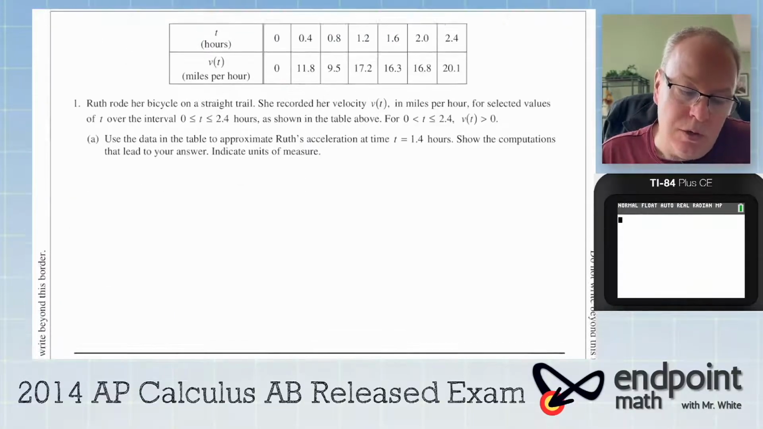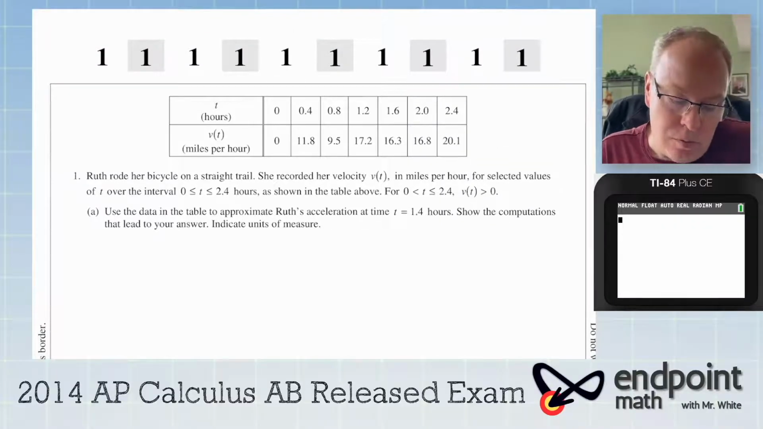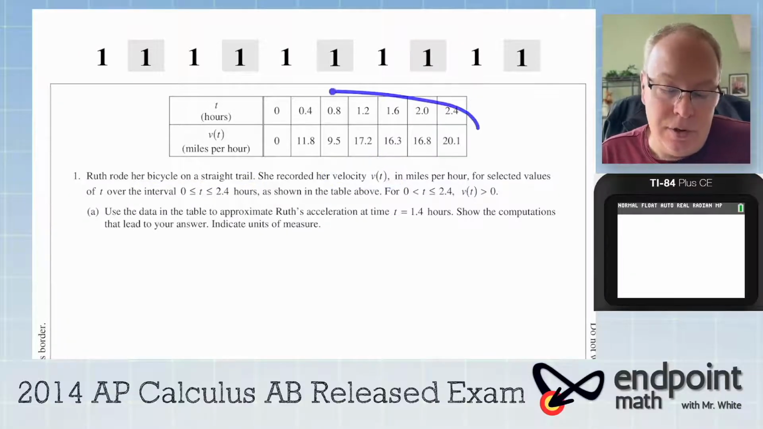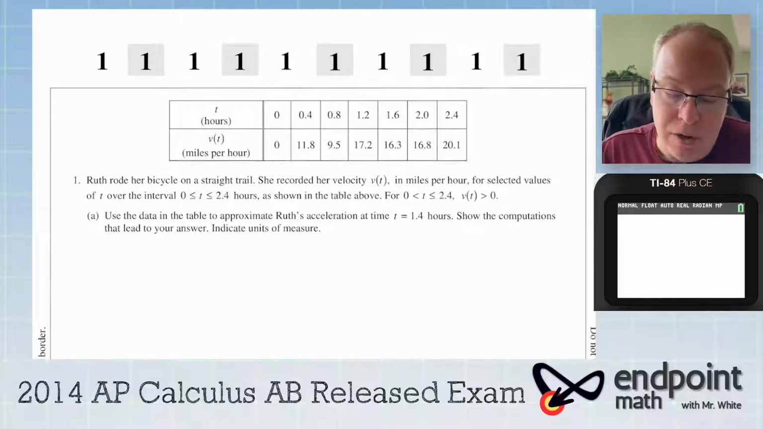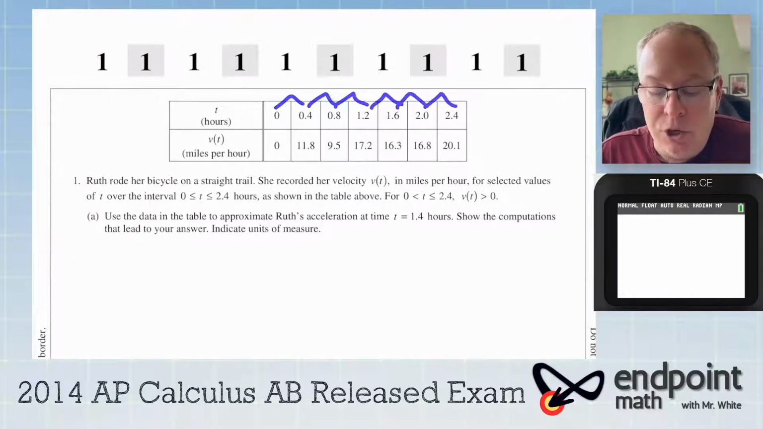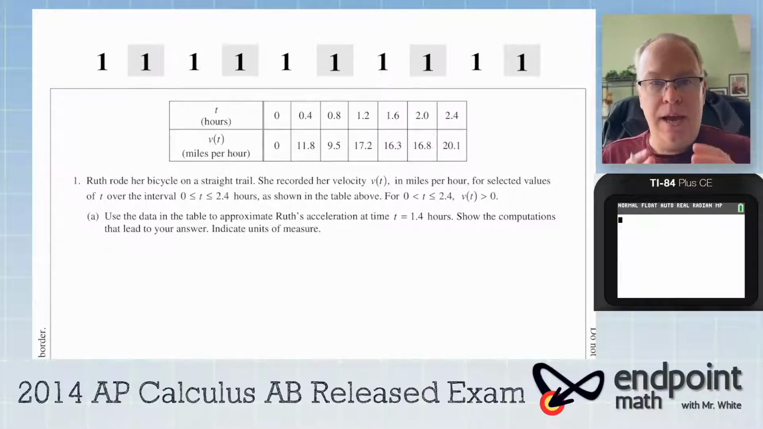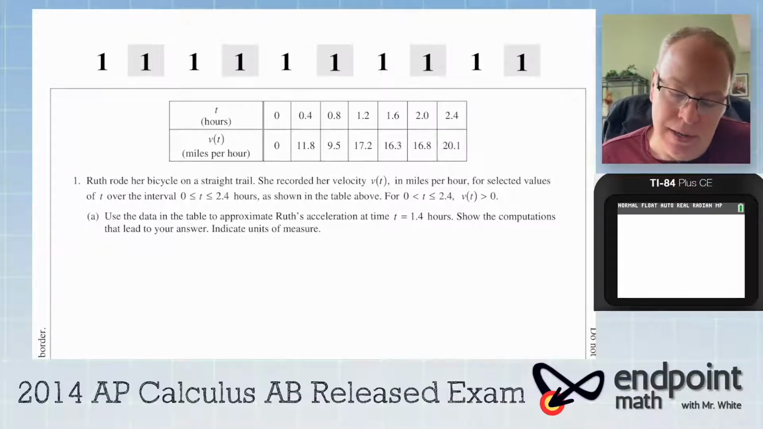Okay, so this first question says that Ruth rode her bicycle on the trail and she recorded her velocity, and here's all the information in the table. As I look at the table, the first thing I noticed was that these are all 0.4. You should be very happy about that. That means we have nicely even intervals, so we can do Riemann sums and stuff if they want us to do that. That's going to be helpful.